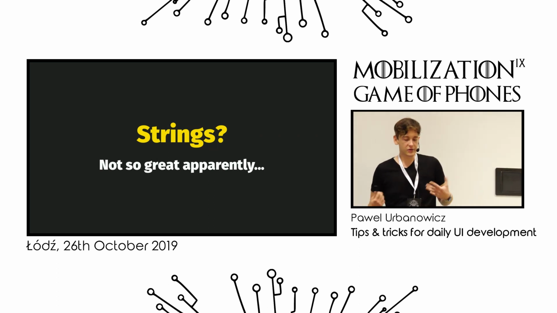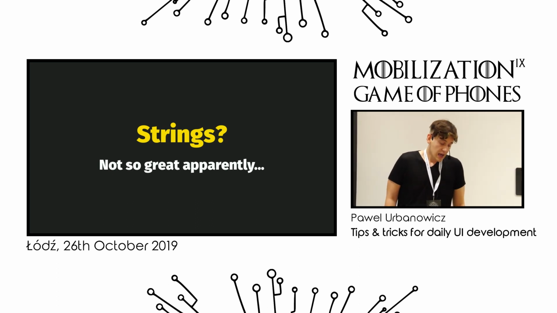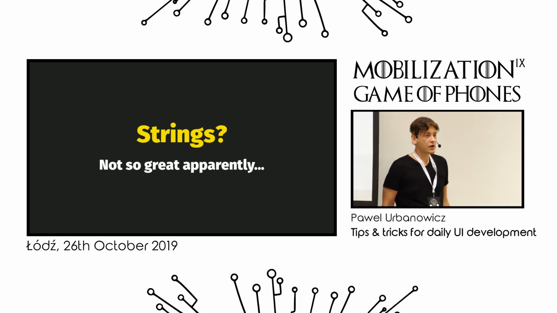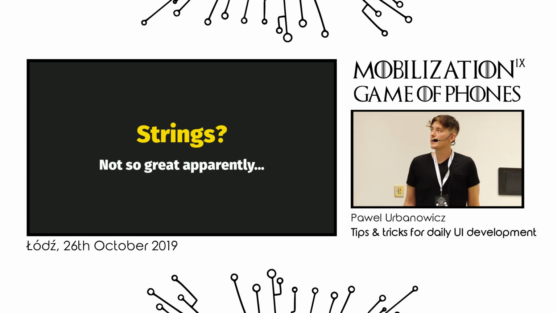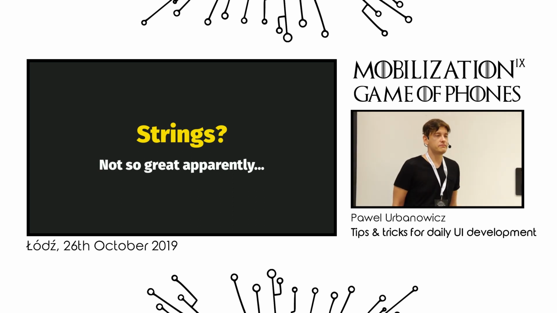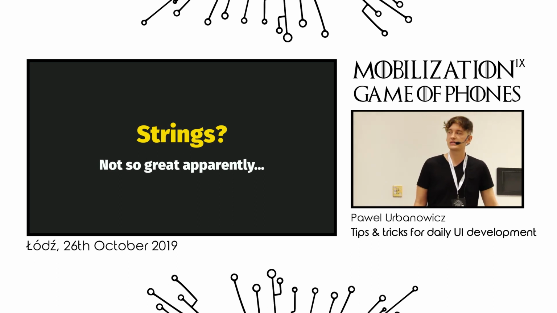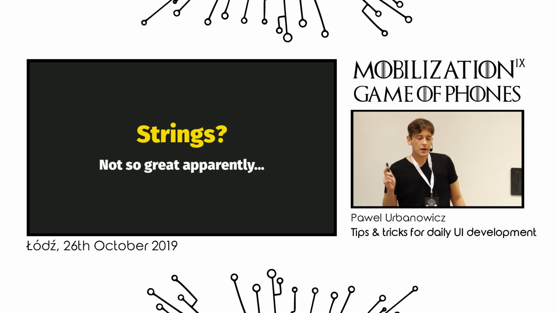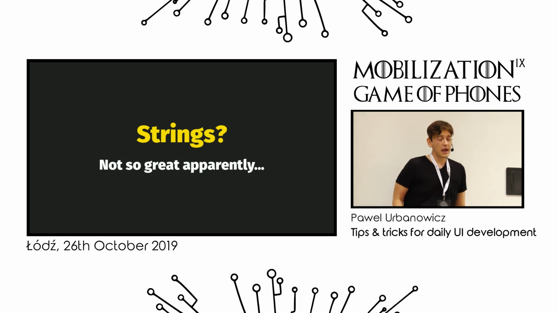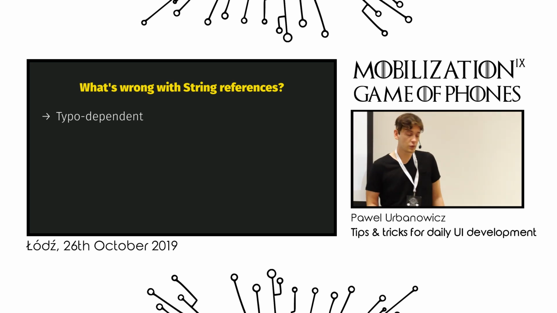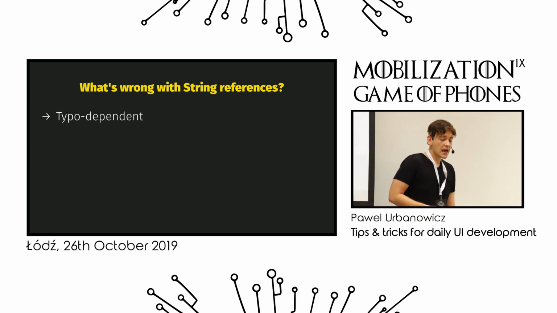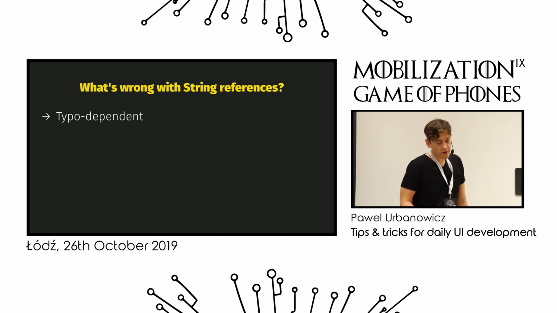Swift is a strongly typed compiled language. It should evaluate such things at compile time. I shouldn't worry about it. I mean, let the compiler worry about it. Instead, I have to take care of it, and I'm still getting crashes. So we can address this issue. And to do that, we have to define what's actually wrong, what we want to address. So what's wrong with string references?